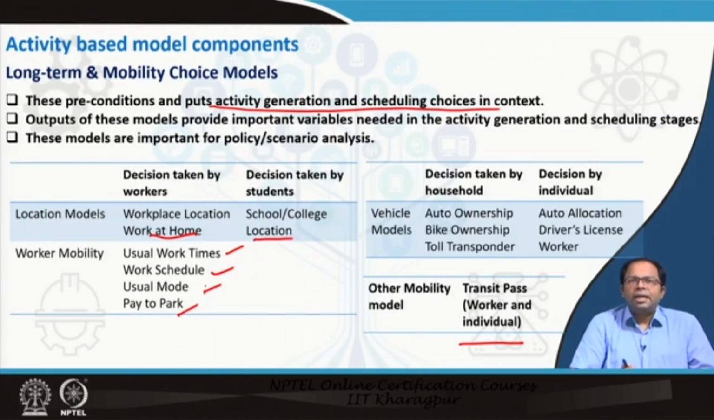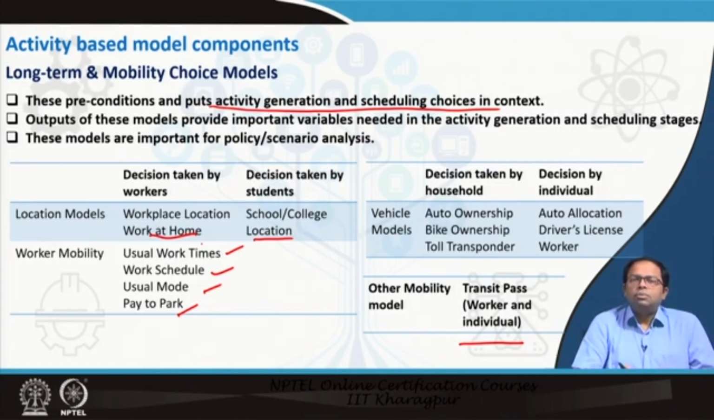So, these kinds of basic decisions are long term decisions, which are not influenced by daily activity pattern, or which actually are not related with daily activity pattern, but daily activity pattern depends on these kinds of decisions, right. So, if I already have a particular work time and I have a particular workplace location, my daily activity pattern would be based on that. So, that is what is being decided at this level.